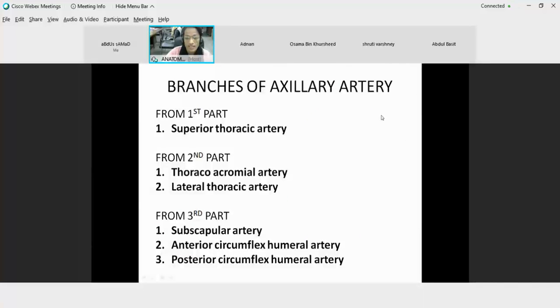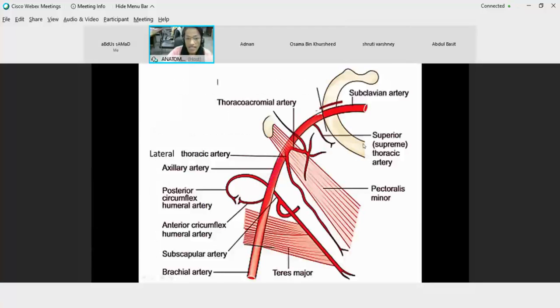Now, coming to the branches of the axillary artery. Ma'am, why are they forming the loop? Why are they communicating? Because they both are supplying the pectoral region. The pectoral muscles are supplied by the medial and lateral pectoral nerves. Okay, that is why.